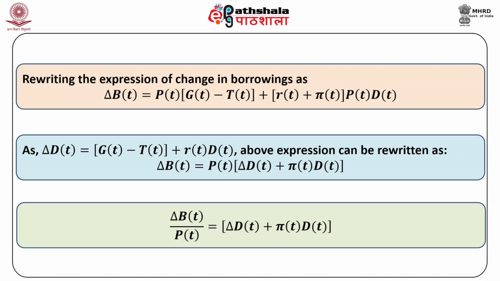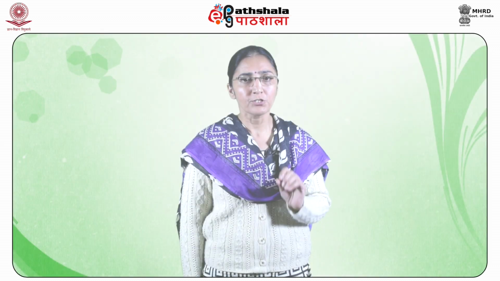This expression can also be rewritten as delta Bt into Pt into delta dt plus pi t into dt, or delta Bt upon Pt is equal to delta dt plus pi t into dt. It shows the real value of the change in debt. We can also observe that if we do not take into account the real value of the debt, we will be committing serious mistakes. This can be understood in the following way.